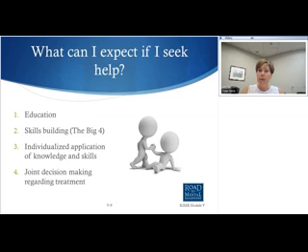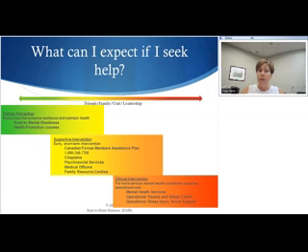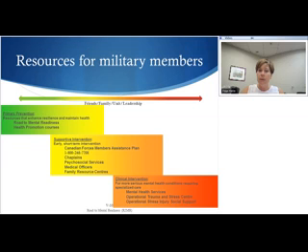This would then follow up with, okay, so we did see that there are people that seek care. What can I expect if I seek help? And this is similar to what you saw in Phase 3, right? It's just normalizing the treatment process. And then we have, well, what resources are available for military members?